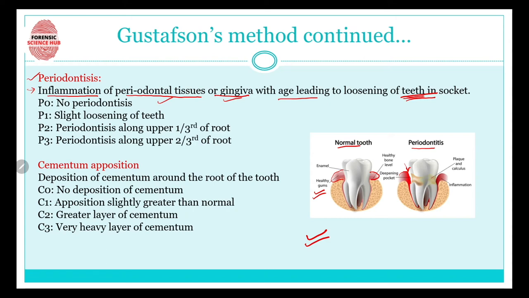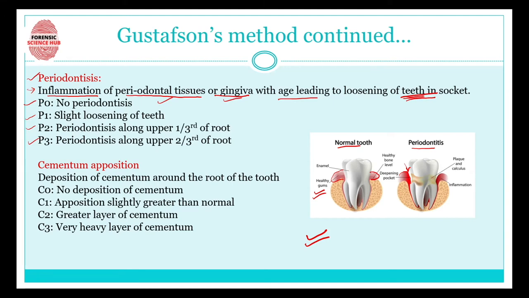So this is what happens in periodontosis. Here we have 4 scales, P0, P1, P2 and P3. P0 means there's no periodontosis. P1 means that slight loosening of teeth has started. P2 means periodontosis along 1/3 of the root has started, and P3 means periodontosis along upper 2/3 of the root has happened. So basically, how are we going to use this method?